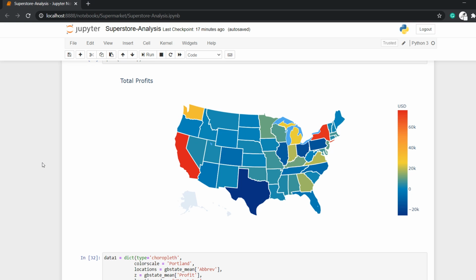So this geographical plot shows the total profit of each state. As we saw earlier, states like California and New York are very high on the scale, whereas Texas, Illinois, Ohio, all these states which are darker blue in color, are in losses.